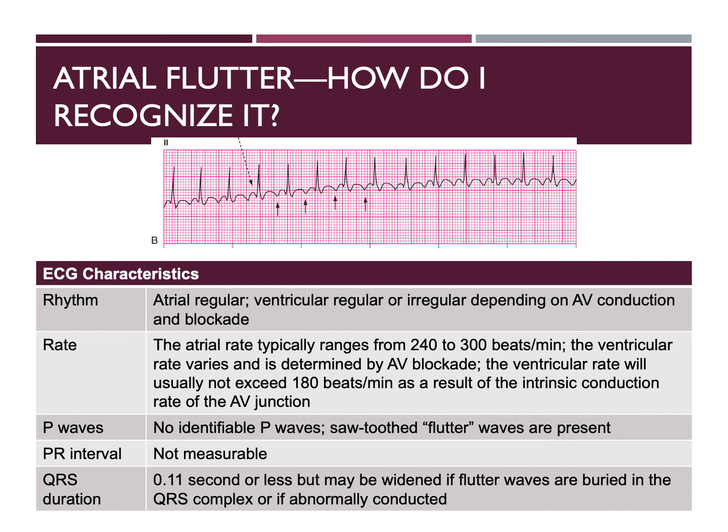Our atrial rate is typically going to range from 240 to 300 beats per minute, so extremely high. The ventricular rate is going to vary and is going to be determined by the AV blockade. Typically, we're not going to see that exceed 180 beats per minute just because of that intrinsic conduction at the AV junction. We're not going to have an identifiable P wave, and we're going to have those sawtooth flutter waves present, so those F waves. We're not going to be able to measure the PR interval either.